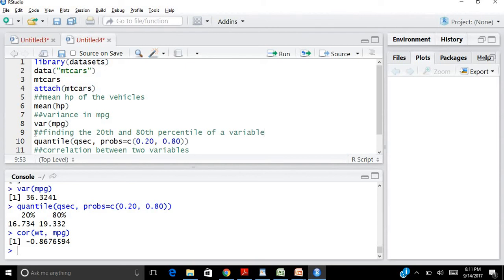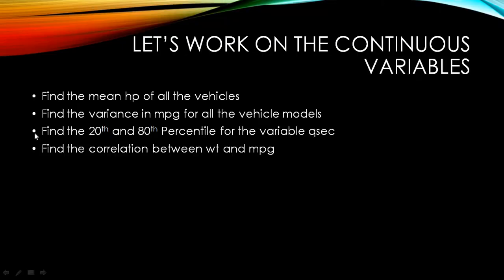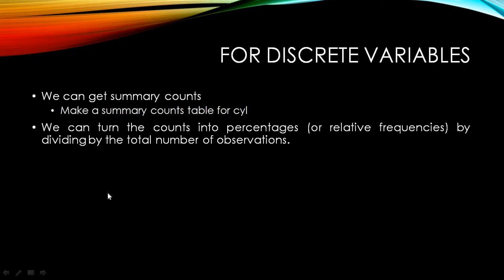Great. Okay, so we have completed all these questions. Let's move ahead and see what's next. Now we'll be doing some commands for the discrete variables. So what can we do? We can get the summary counts. First make a summary count table for CYL. So let's make a table for CYL.